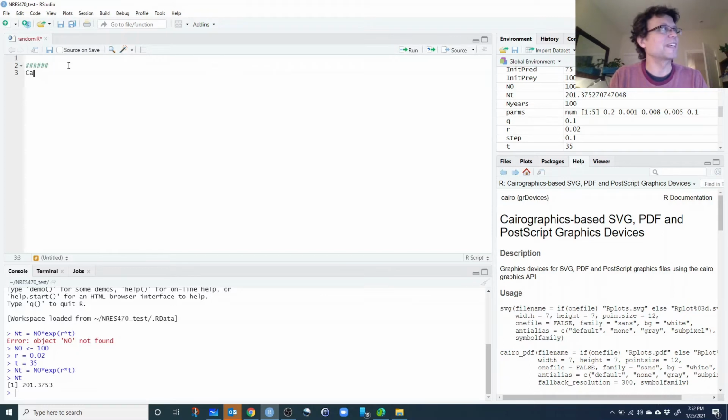I'm using this pound sign to represent a comment. It means that R is not going to try to make sense of it. It's just for us humans to make this code readable. So I'm going to write something like: calculate population size using the basic exponential growth equation.